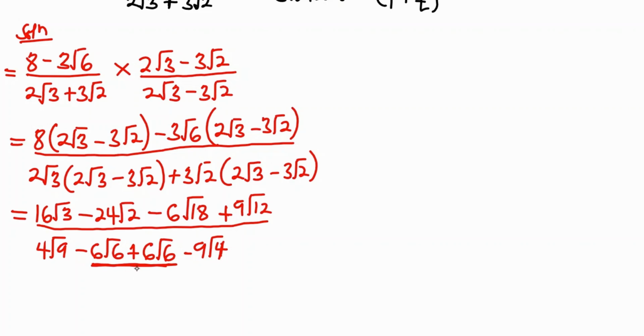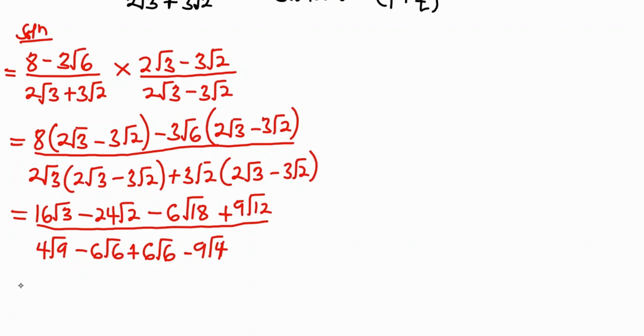So we look at example 1 like that, a similar instance happened. Now we continue by looking at the numerator, and at the numerator we have 16 root 3 minus 24 root 2 minus 6 root 18 plus 9 root 12. Now we look at square root of 3 and square root of 2. They are in their reduced or basic form, so we don't simplify them again. But for square root of 18 and square root of 12, they are not in their reduced or basic form, so we have to simplify them.